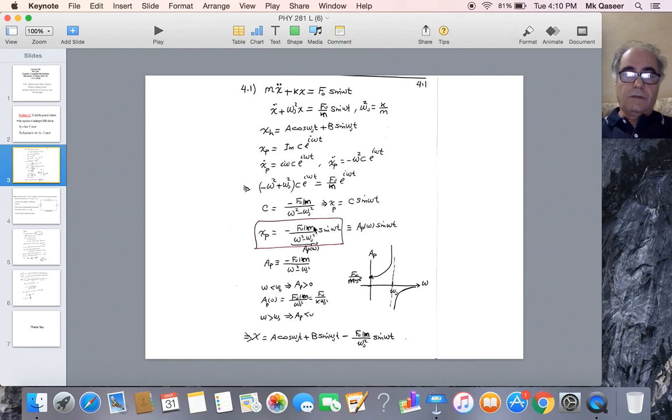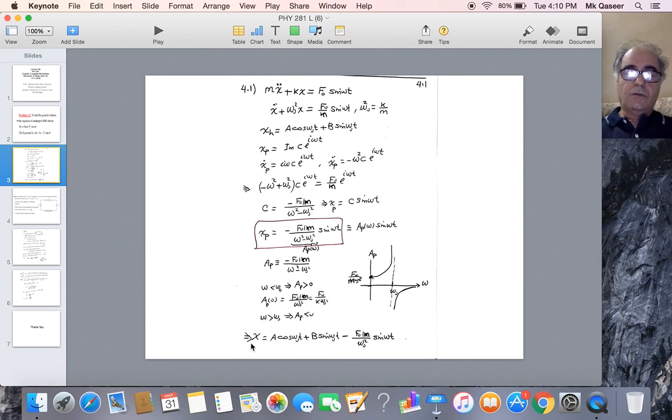Now if you look at this expression, the amplitude is a function of omega. We have to plot this as a function of omega. At omega equal omega 0, this expression is divergent. If you approach omega 0 from the left, it shoots to infinity. From the right, it goes to minus infinity. At omega equals 0, we get minus F0 over m over minus omega 0 squared, which is F0 over m omega 0 squared.